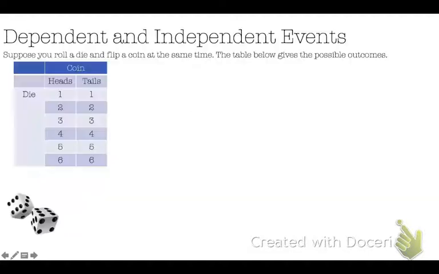Okay. Now, we have dependent and we have independent events. This one that we're going to do right now is an independent event. So if we roll a die and flip a coin at the same time, this table over here gives us our possible outcomes. So like this right here is saying we rolled a 1 on the die and we got heads. This would be we rolled a 2 on the die and got heads. This would be we rolled a 5 on the die and we got tails. Okay.